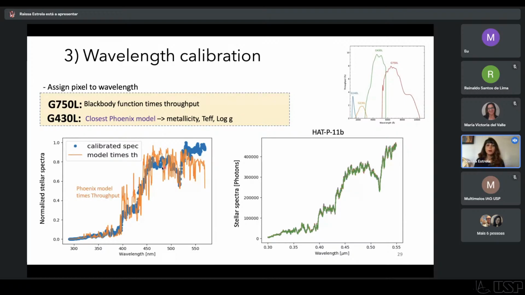We use this as a model to calibrate the spectra that's in blue. So we can basically scale and shift this model to calibrate the edges of our observed spectra. And here you can see the calibrated spectra for each frame for HAT-P-11b.